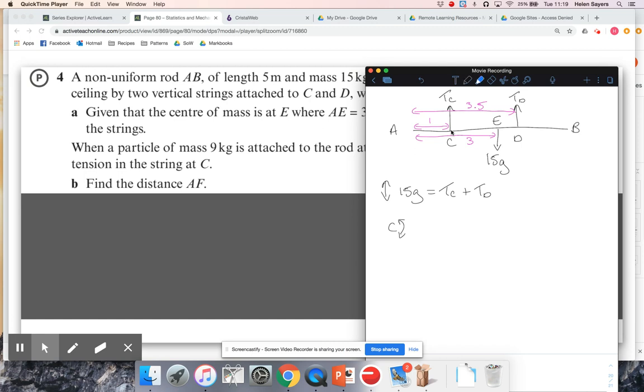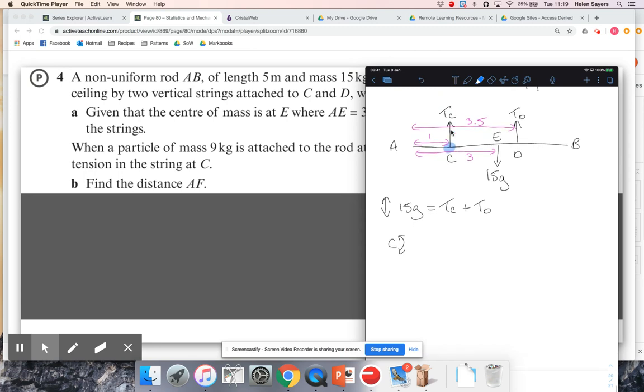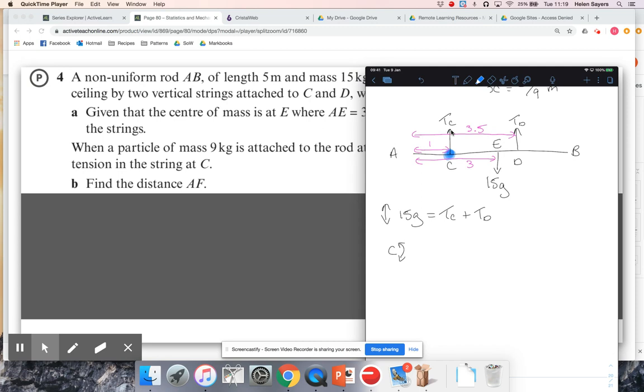If I take moments about C, I don't have to worry about the force at C, because moment is force times perpendicular distance, and the distance between C and the tension there is 0. So I don't have to worry about that force. If I'm taking moments about C, the only forces trying to turn the plank are the weight, trying to turn it clockwise, and the tension at D. So the moment due to the weight is 15 g times its distance. I just need to be careful that I'm doing distances from C.